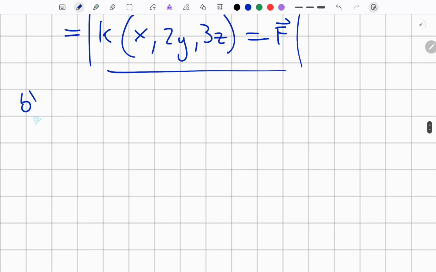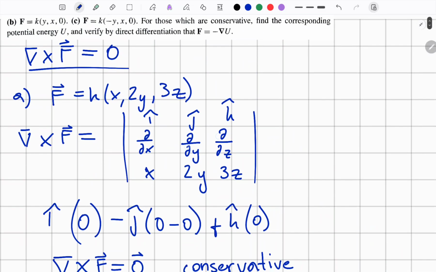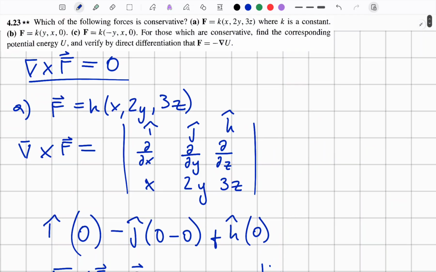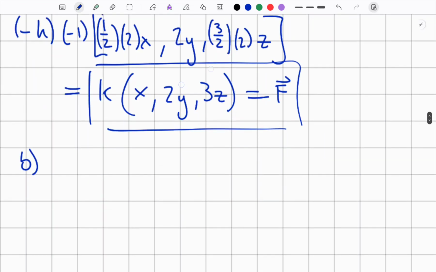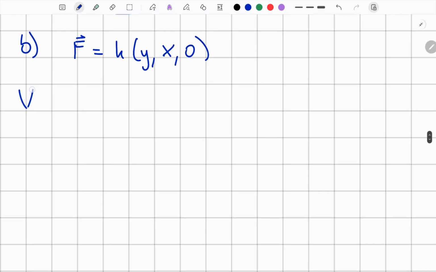Now, working on part B, we have another force. The force is k times y, x, 0. So force equals k times y, x, 0. So we'll start again and take that cross product.